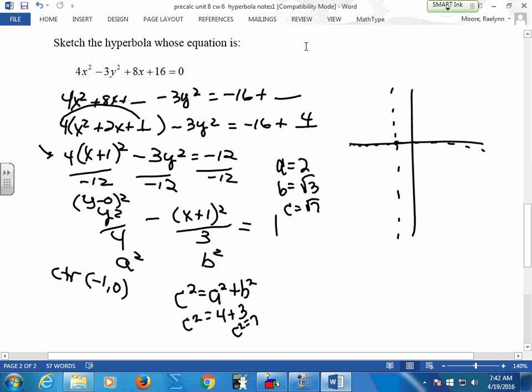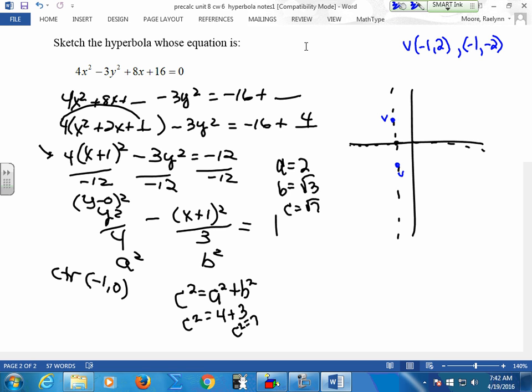Now, your major axis is the first one. So your major axis is the y, which means your hyperbola is going to go off the y, up and down. So we're going to go up 2 and down 2. This is the vertex. So give me a point of your vertex. Use the center. Your center is negative 1, 0. So if I go up 2, where am I? Negative 1, 2.